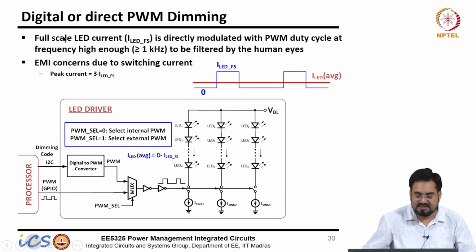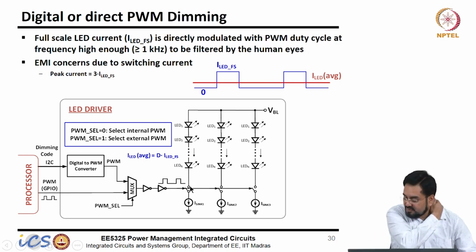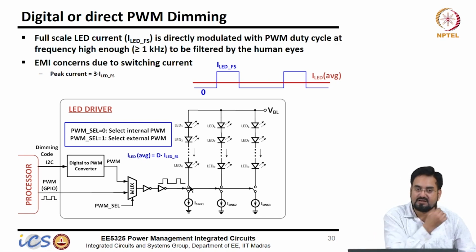So next one is digital or direct dimming. In digital dimming, instead of programming the voltage, we simply turn the current strings on and off. Let's say this full scale current is 20 milliamp again, and it depends on at what rate, I mean what frequency and duty cycle, I am turning them on and off.